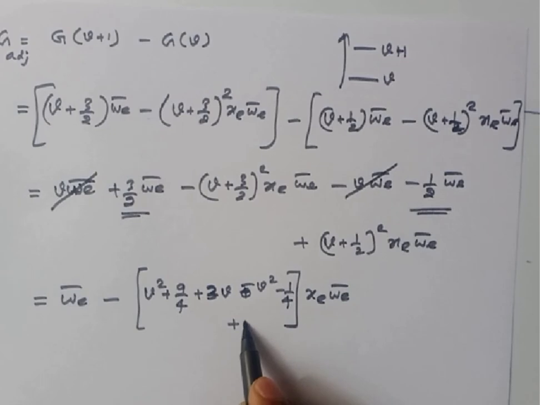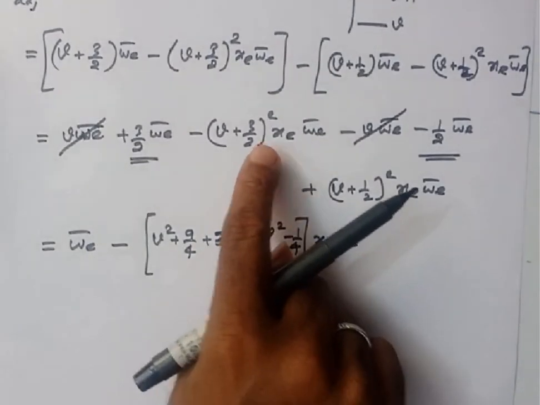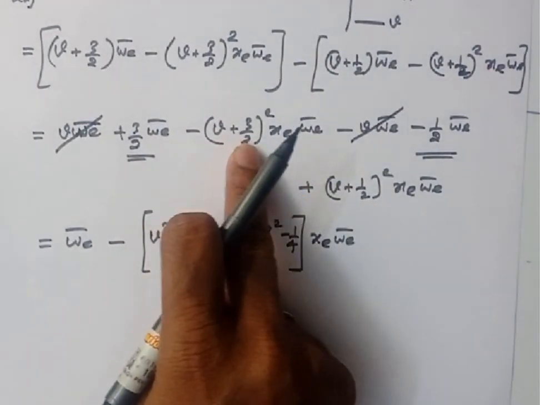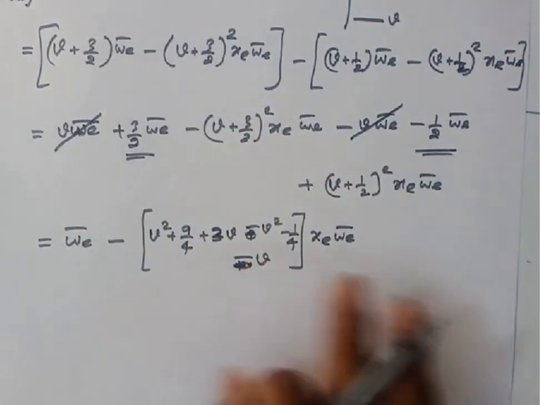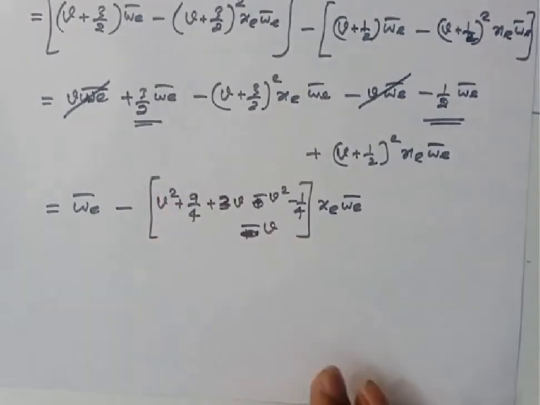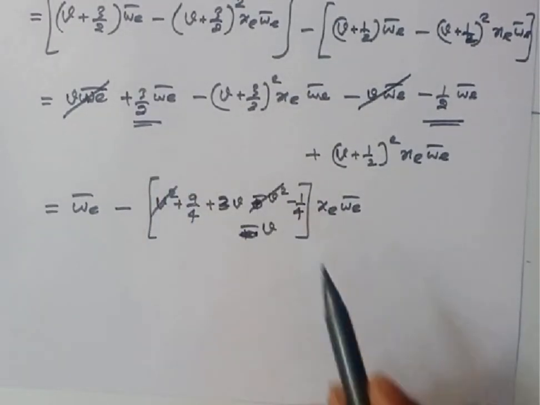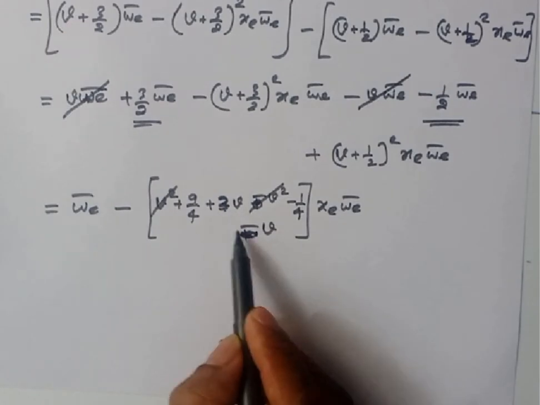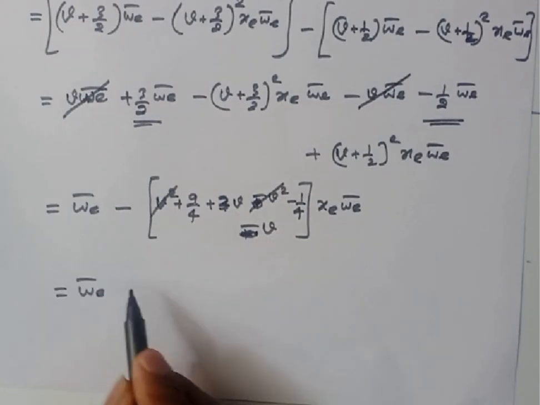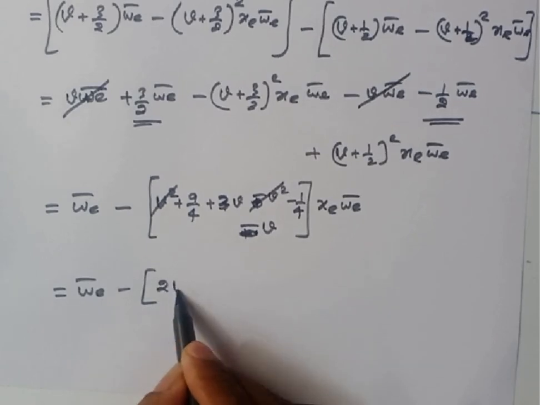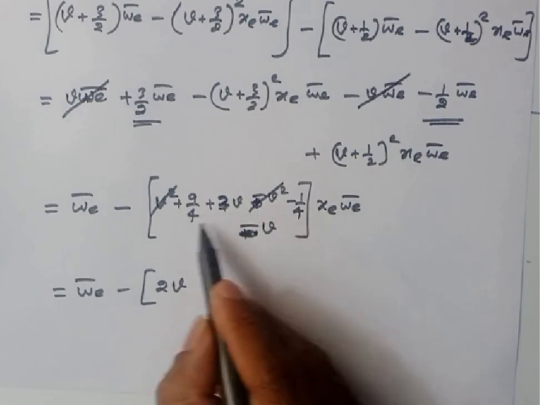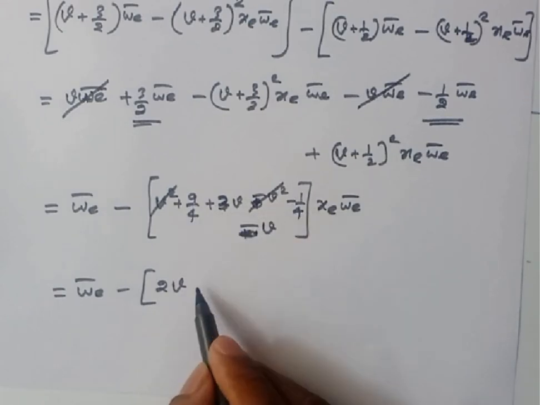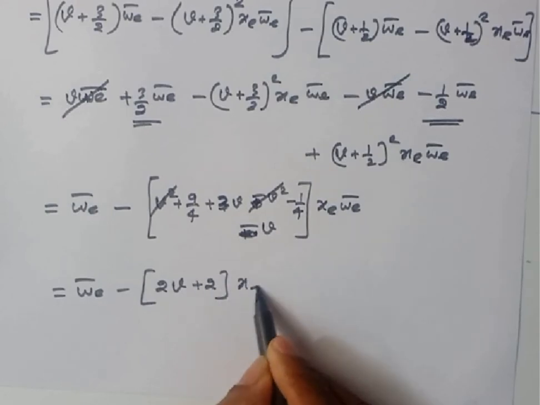Then we have V, minus V inside. Students, I did it directly. You do one thing: take the square of this, use the A plus B whole square formula here and here, then subtract. Just do it stepwise. I did directly. Anyway, plus V square minus V square cancel here. 3V minus V becomes 2V, right? So what we are left with is omega E bar minus 2V, and plus 9 by 4 minus 1 by 4. If we subtract, the denominator is the same, therefore 9 minus 1 is 8, 8 by 4 is 2, so we'll get plus 2 into Xc into omega E bar.